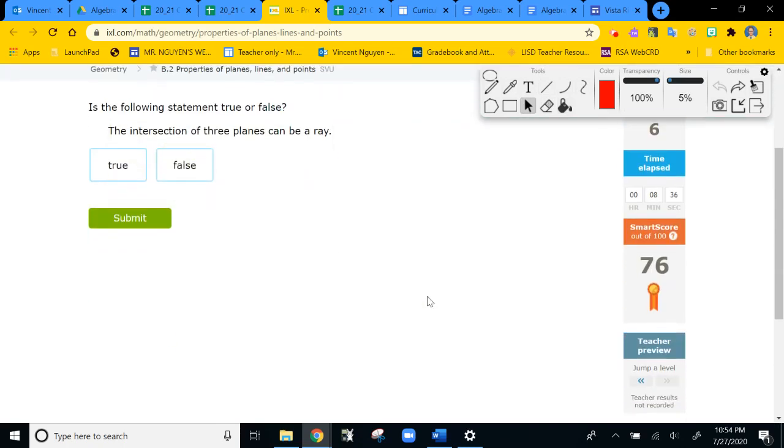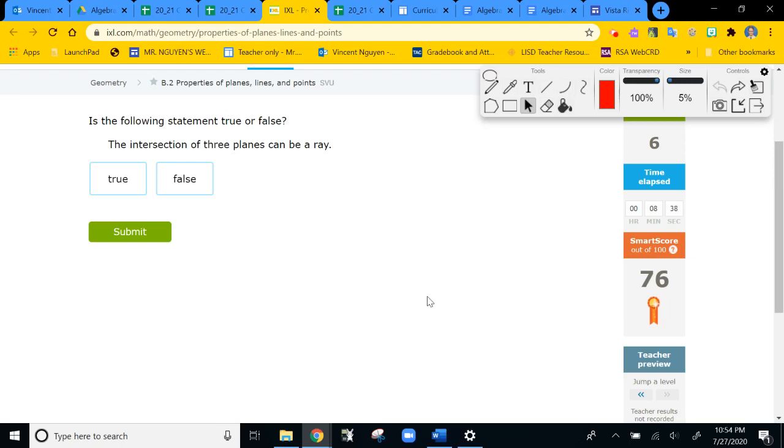Okay. The intersection of three planes can be a ray. That's actually not true, because when planes intersect, they intersect at a line. A ray has an endpoint, and planes don't have an endpoint. A plane is just open on forever. So it's not a ray. A ray actually has an endpoint. So I'm going to say this is a false statement.